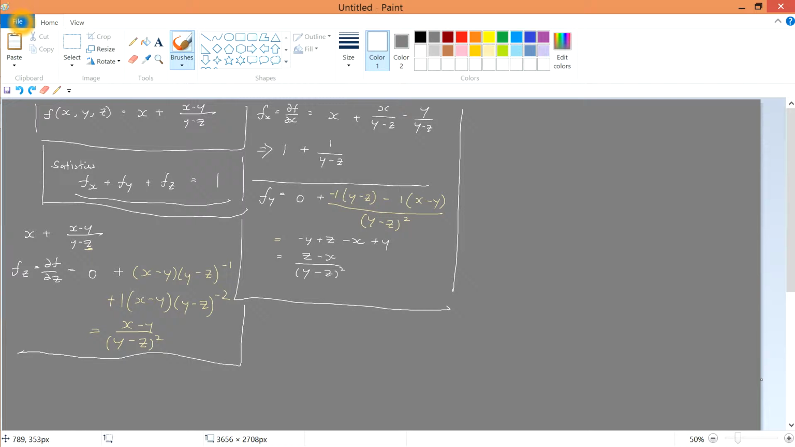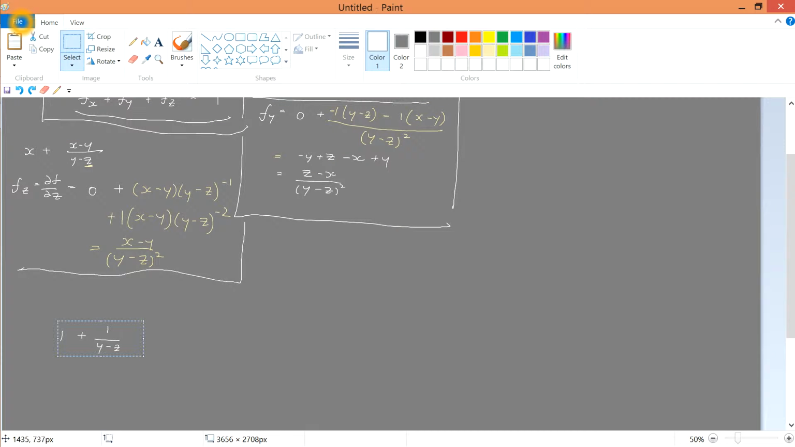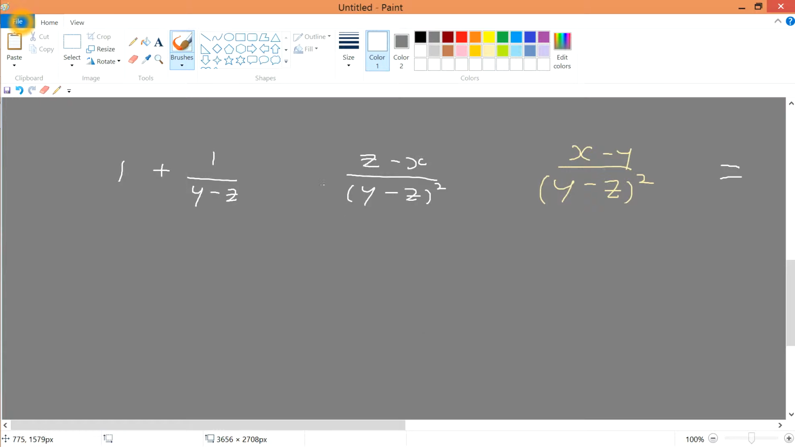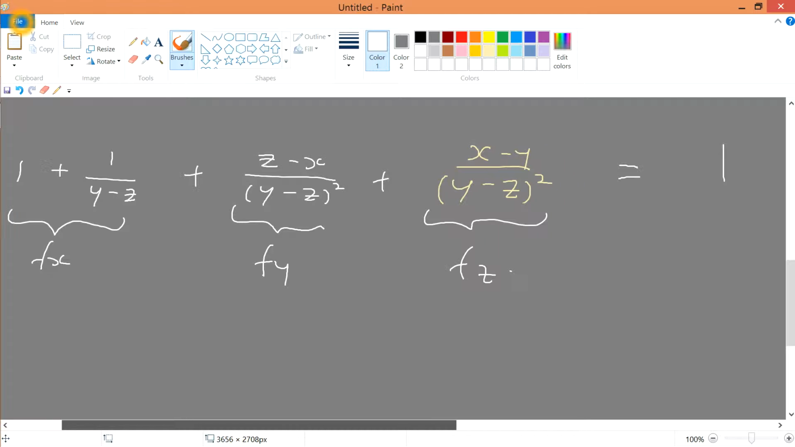Okay, so what I'm going to do is paste this. This is the function of y, and this is the function of z, is equal to 1. So this is the function of x plus the function of y plus the function of z. Therefore what I'm going to do is simply solve it using simple math.